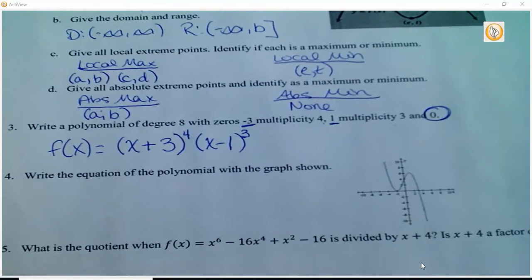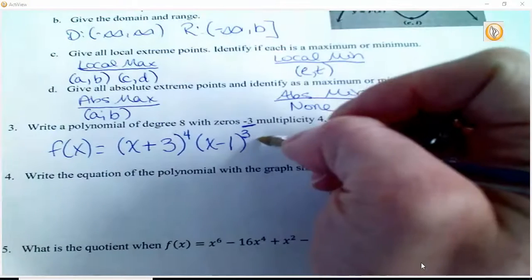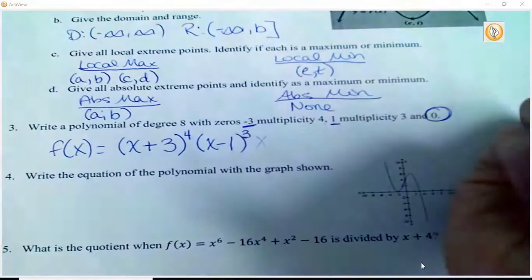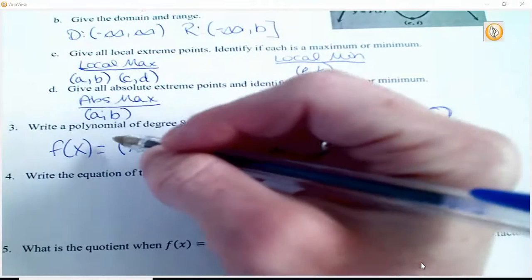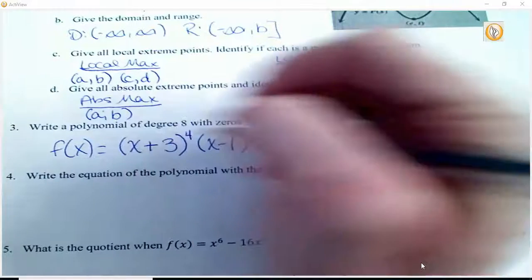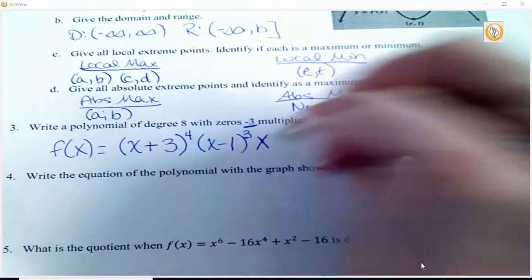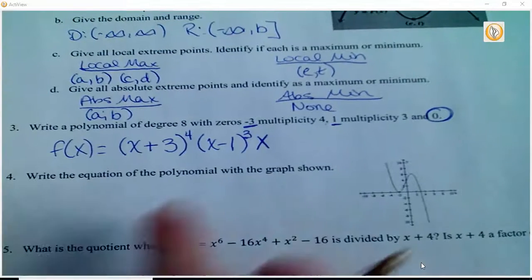X minus 0, x plus 0, aren't those all the same thing? So you can put your x wherever. If you put it at the end, that's fine. A lot of times you'll see it at the beginning. It doesn't make a bit of difference, just as long as you have an x in there somewhere. So now we have degree 8.